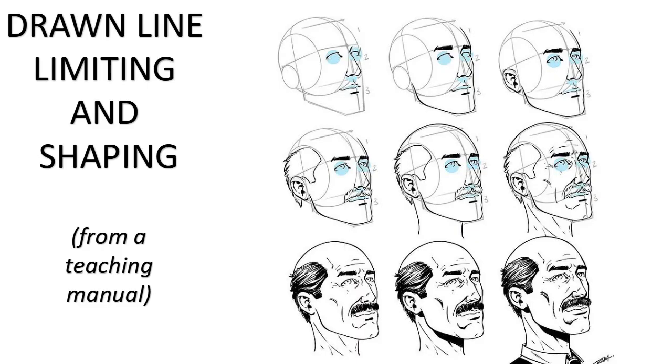In the visual arts, the line that we draw, which is a limit, is the one that makes a distinction between the object that we're drawing and the space around it. In this case, this is taken from a manual of how to draw a head, in which you can see the line gradually limits the head from everything else that is around it.